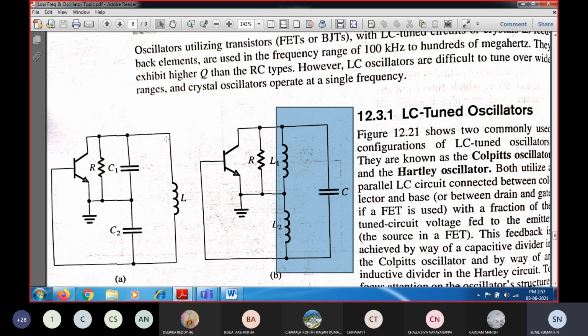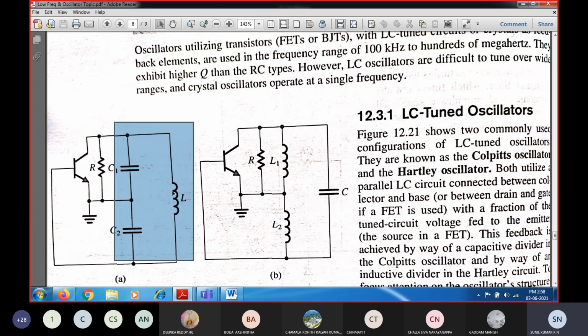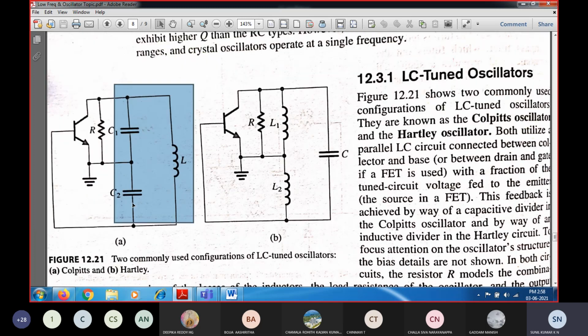Another thing is that whenever you have a feedback path comprising an inductor and a capacitor, it is also called a tank circuit. Why do we call it a tank circuit? Because it is an energy reservoir. It is a storage element, an energy storage device, because we know that the capacitor as well as the inductor store energy.